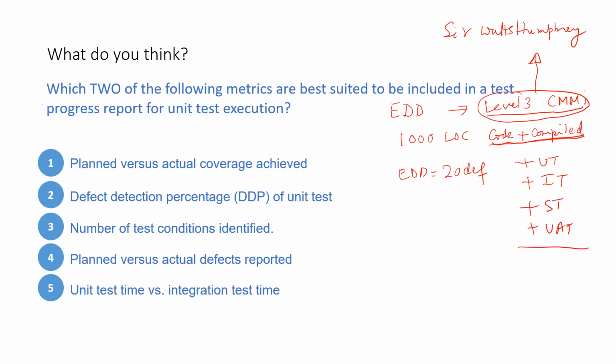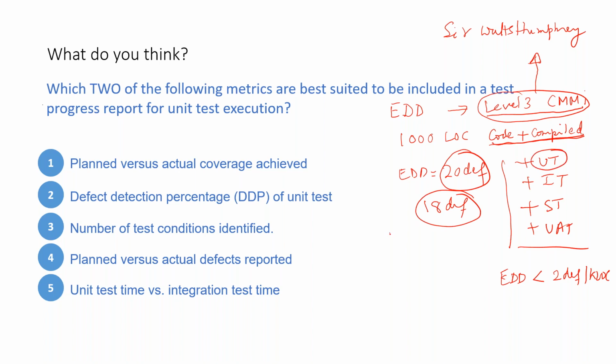Now, let's say after UAT, as a company I want to be sure to deliver my code, by the time of UAT my EDD should be less than 2 defects per KLOC. This is my target I have put in my test strategy or test policy. After code compiling I have 20 defects. So to go to less than 2, during this process I have to find at least 18 defects. Which process will find most of these 18 defects? Typically, unit test will find most of them. We can say I will find at least 14 of them here, then here I will do 3, and in these phases I will find 1 or 2.